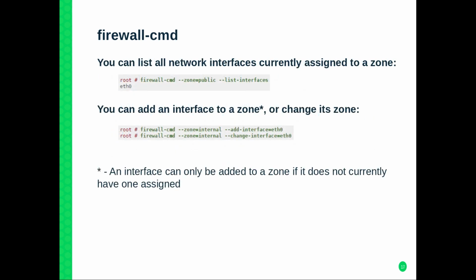As a demonstration of the firewall-cmd tool, we can use it as displayed here to show us interfaces for a particular zone, that first example. Or we can see how to add an interface to a zone or change an interface to a different zone. Note that if you have an interface already assigned to a zone, you can't add it to another zone. You have to change it to the zone.